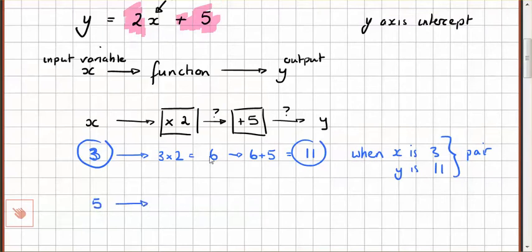what's the intermediate step? Jaina? 5 times 2. Good. So 5 times 2, which equals 10. And then that goes into, so we get 10 plus 5, which will make 15. So the ordered pair is, when x is 5, y equals 15. Yeah?